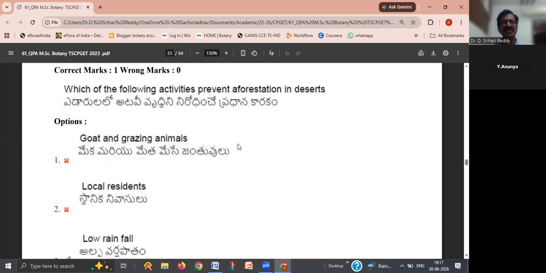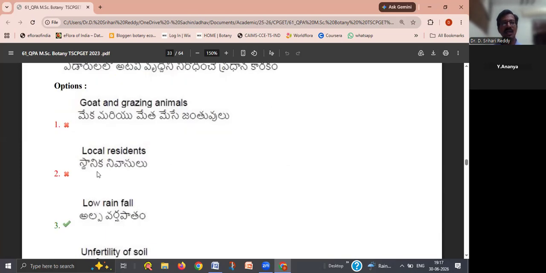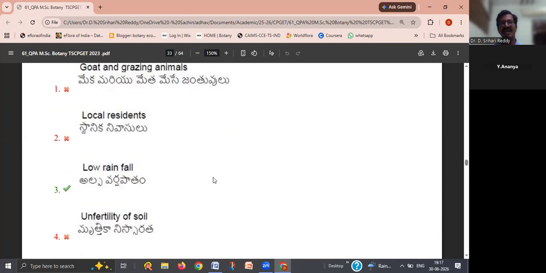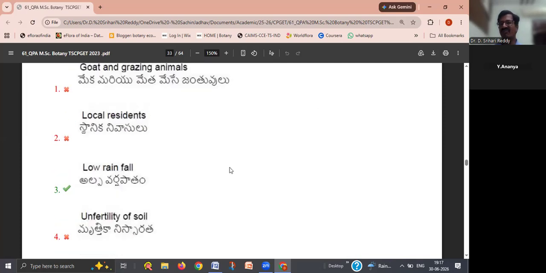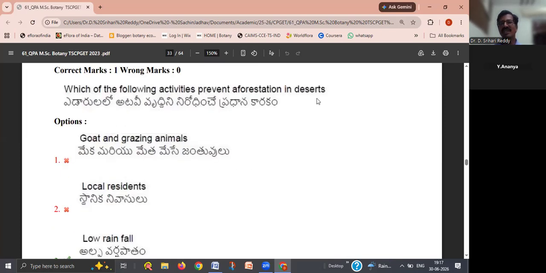Next, which of the following activities prevent afforestation in the deserts? That means, which prevent afforestation, meaning growing the plants on a large scale. So goat and grazing animals, local residents, low rainfall, infertility of soil. In the deserts, the main problem is with the low rainfall. So that is the nearest answer to this. Due to the low rainfall, there is not much growth in the deserts. Okay, next.